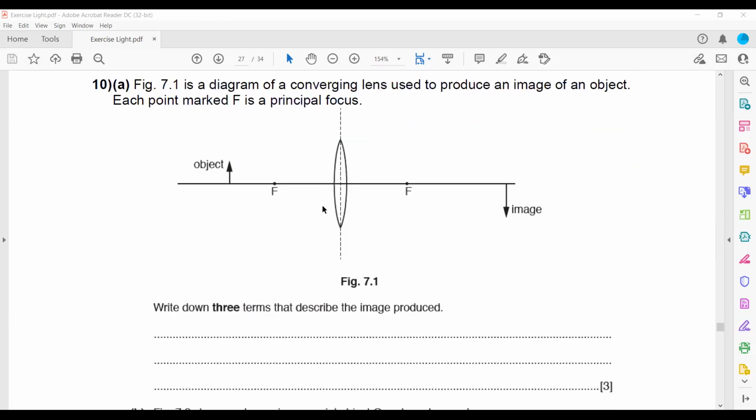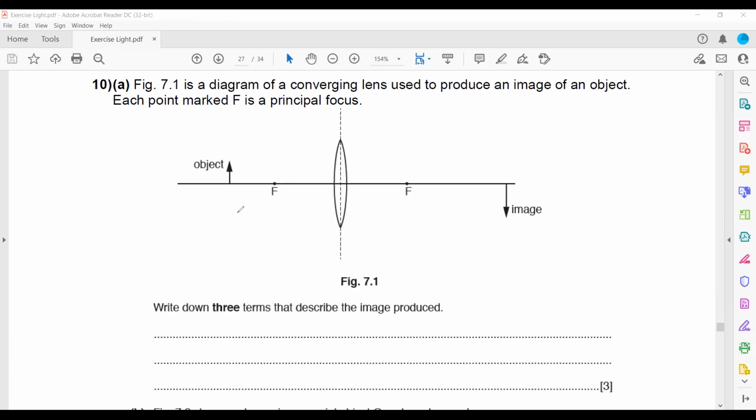Another question related to the lens. Figure 7.1 is a diagram of a converging lens used to produce an image of an object. Each point marked F is a principal focus. So they already marked the focus. Write down three terms to describe the image produced.